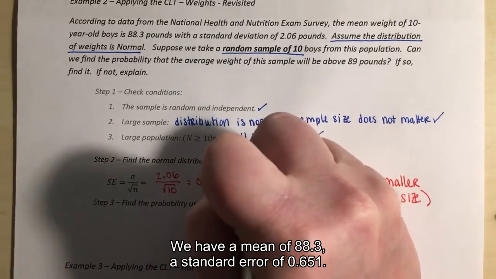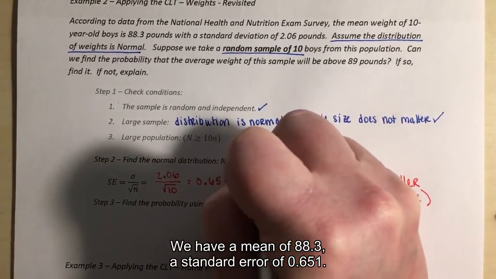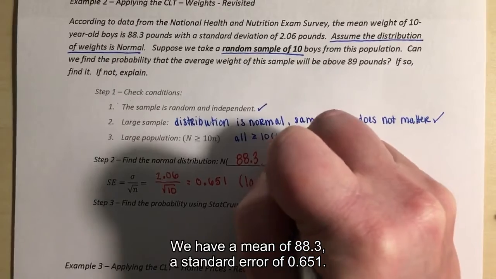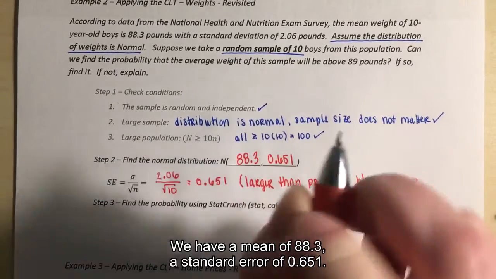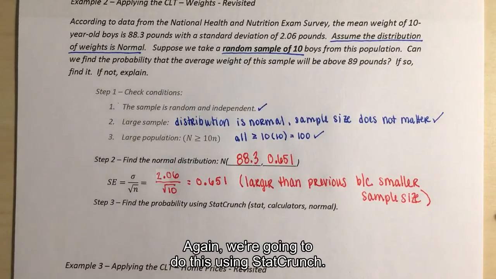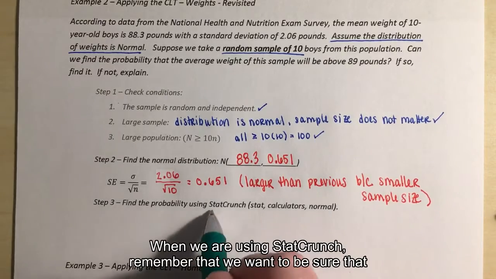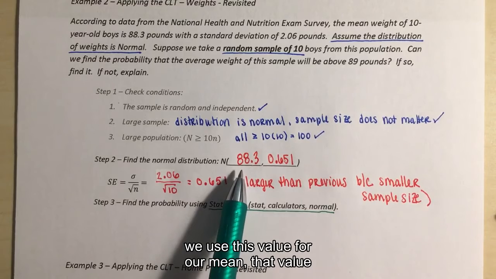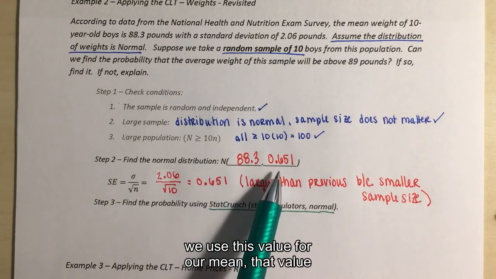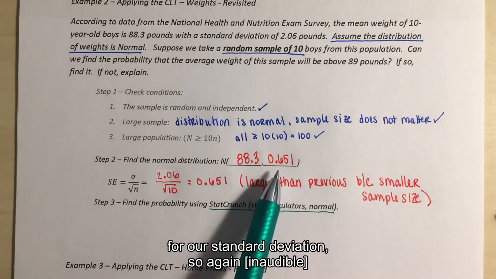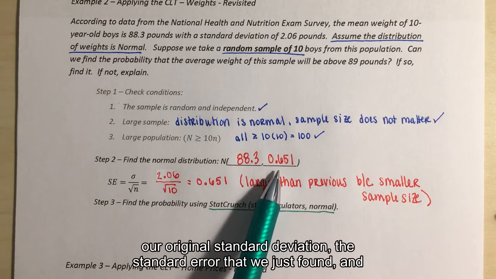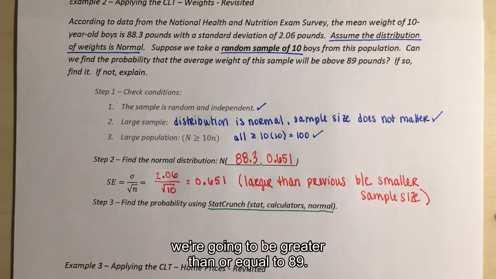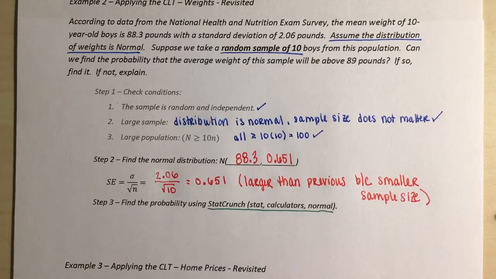So we have a mean of 88.3, a standard error of 0.651. Again, we're going to do this using StatCrunch. When we are using StatCrunch, remember that we want to be sure that we use this value for our mean, that value for our standard deviation. So again, not our original standard deviation, the standard error that we just found. And we're going to be greater than or equal to 89.